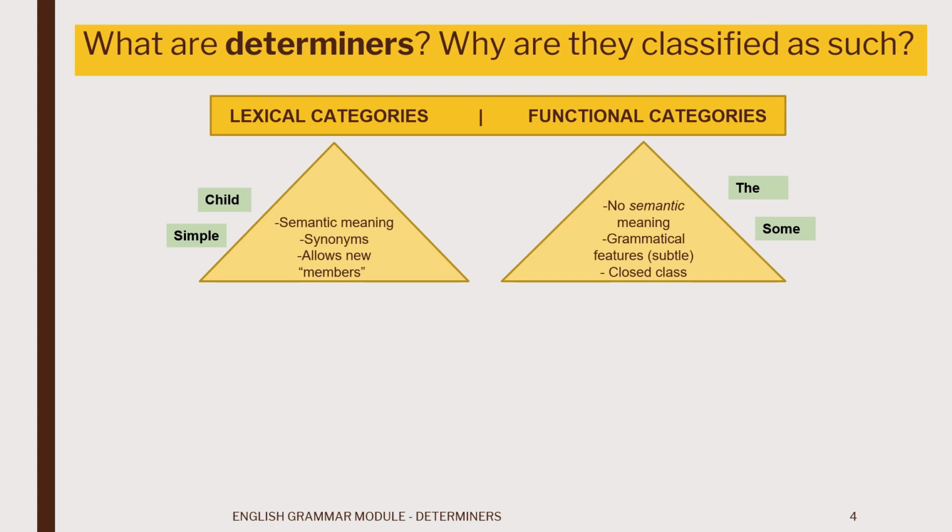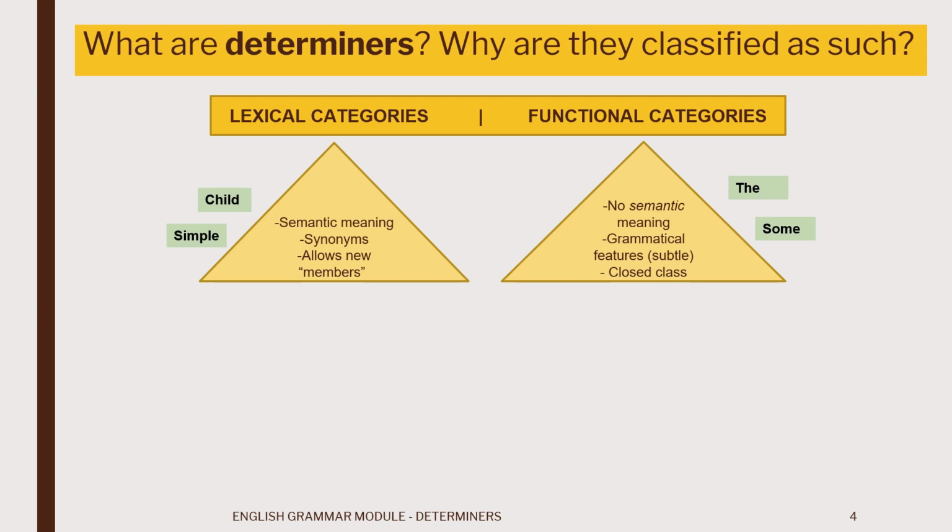As you can see, the noun child and the adjective simple belong to this class. Lexical categories have semantic or lexical meaning. That is, you can look them up in the dictionary and you will get a description of what they mean. You can also think of synonyms for lexical categories, and you can always have new members in this class. That is, new words can be created, new words can be borrowed from other languages, but this is not possible in the case of functional categories.